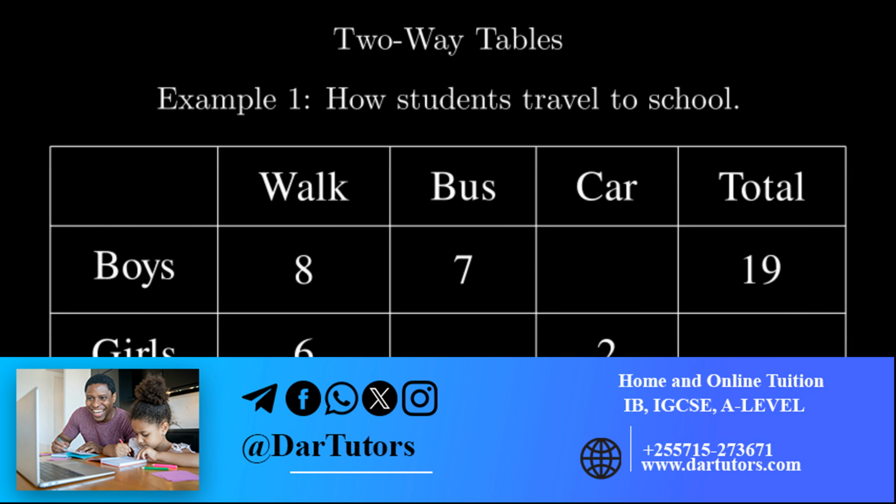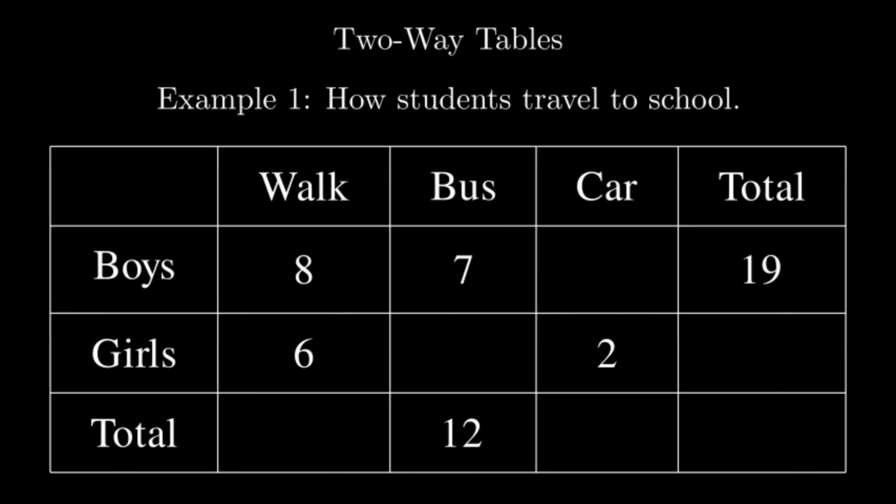This table shows how students in a class travel to school. As you can see, some of the cells are empty. Our first task is to complete the table. We can fill in the missing values by using the totals provided. We can either add entries to find a total or subtract entries from a total to find a missing value.